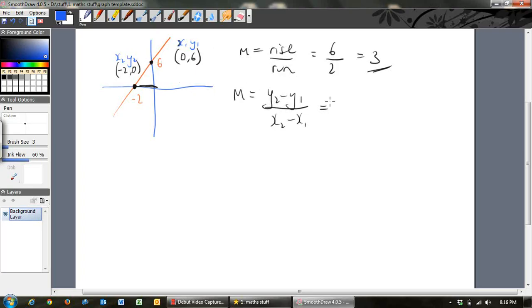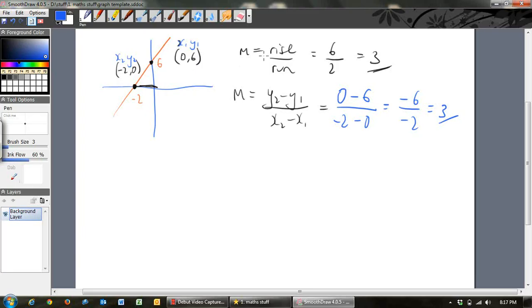So our gradient is equal to y2, which is 0, minus y1, which is 6, over x2, which is -2, minus x1, which is 0. Let's figure this out. 0 minus 6 is -6. -2 minus 0 is -2. What's -6 divided by -2? Positive 3.